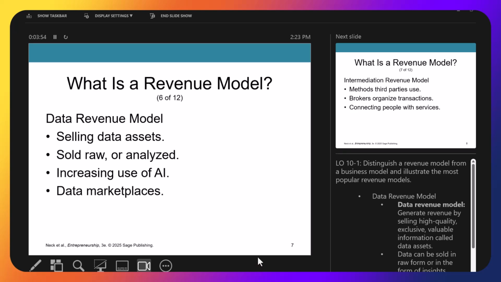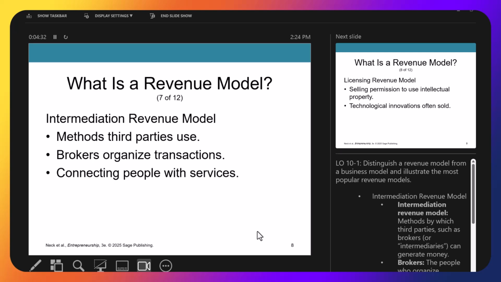So we have a data revenue model. Selling data assets also increases with AI data marketplaces. This is where people are actually selling information. It can be raw information or very detailed information, but they make their living selling information. I'll give you an example. A lot of us have things like credit cards and bank accounts, and you find that a lot of these places sell your information. The people who get this information sell it and market it to generate revenue.